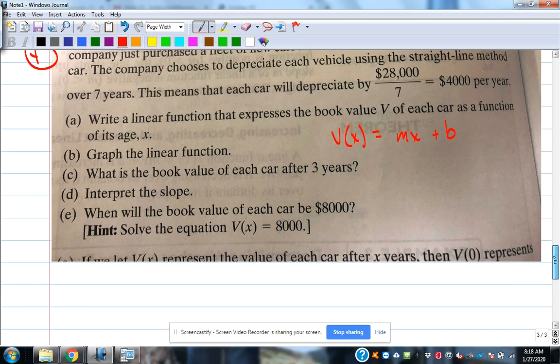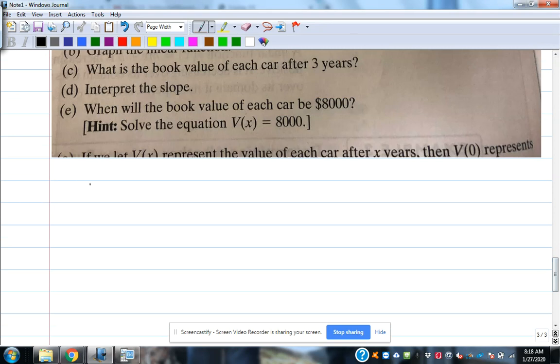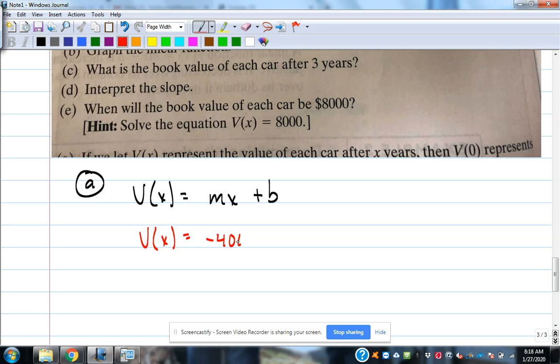So, part A. Again, we're doing V(x) = mx + b. What is the slope? 4,000, positive 4,000, negative 4,000? I heard both. Somebody give me a reason that says negative. Aiden, you said negative. Tell me why. It's losing value, so it depreciates. So that's a negative amount. So negative 4,000. That makes sense.